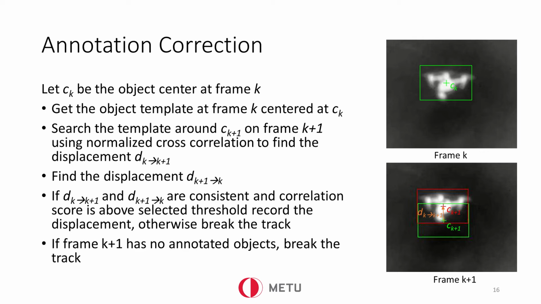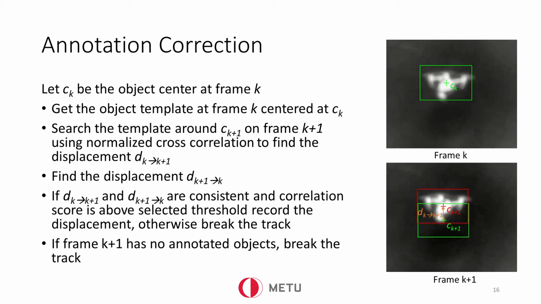Let CK be the object center of frame K. We firstly got the object template at frame K, which is centered at CK. Then we search the frame K+1 for object template centered in CK+1 using normalized cross-correlation. We already know original center position CK+1 from annotations. The difference gives us the displacement dk to k+1. Then we have done a reverse search to find dk+1 to k.